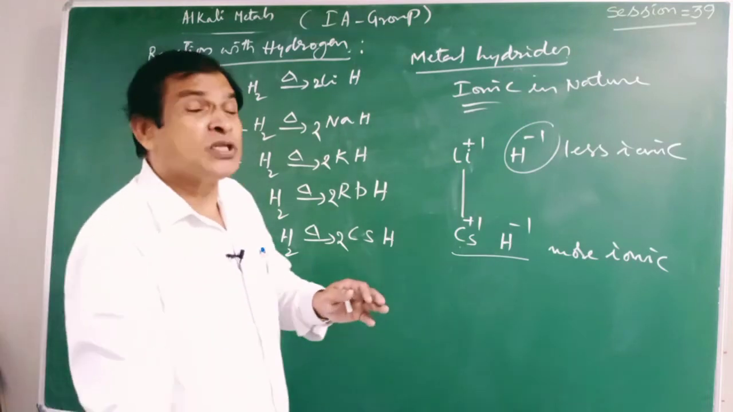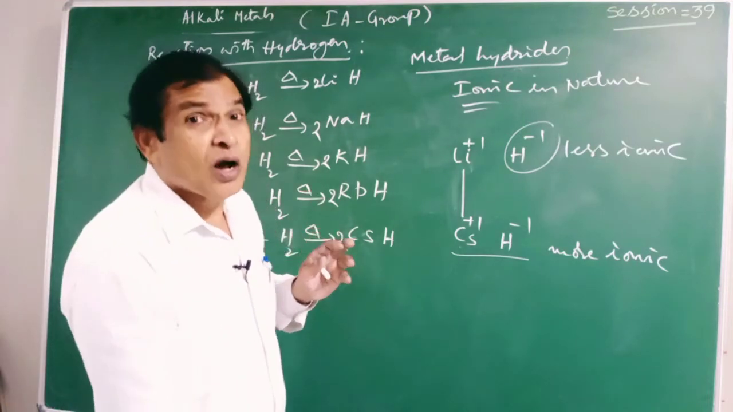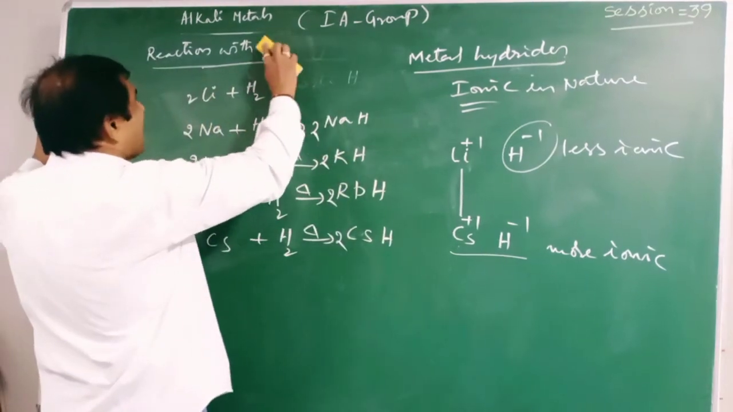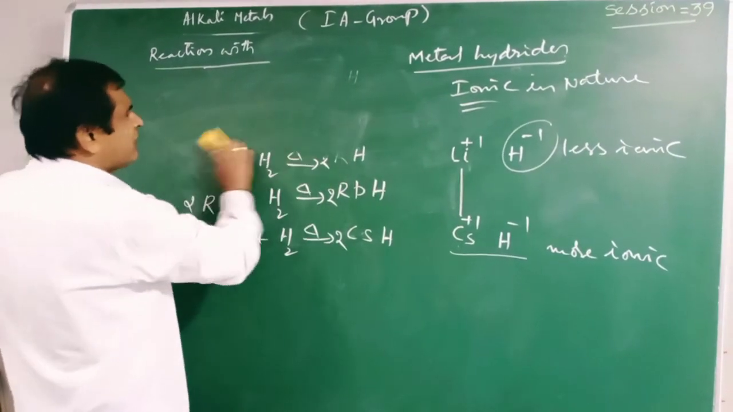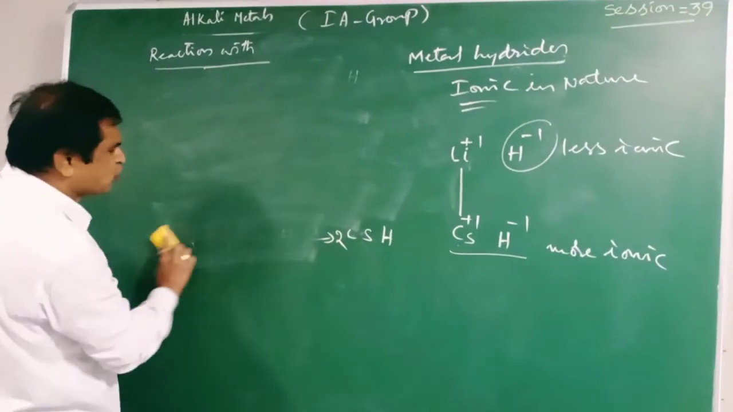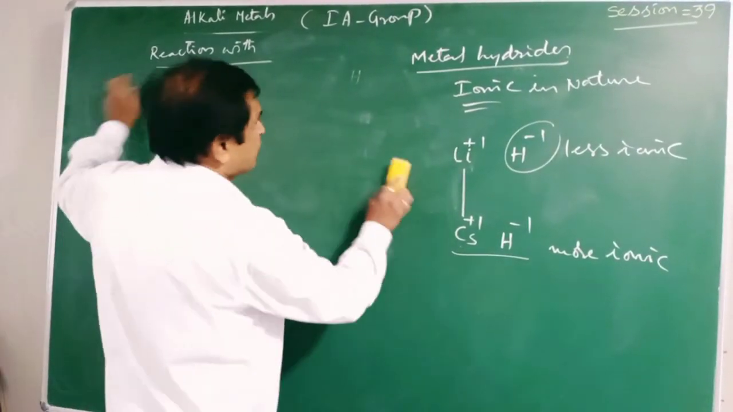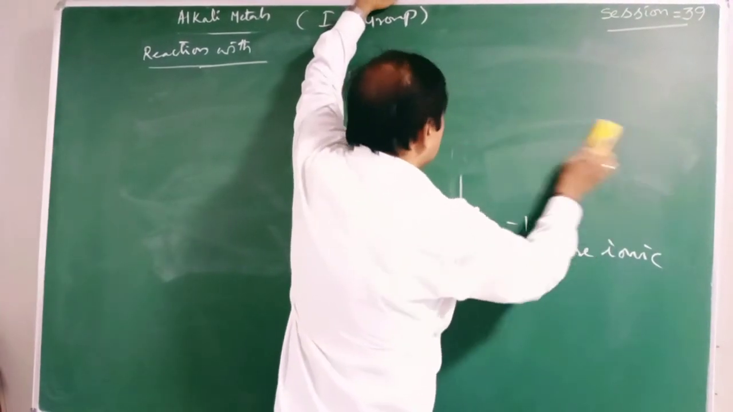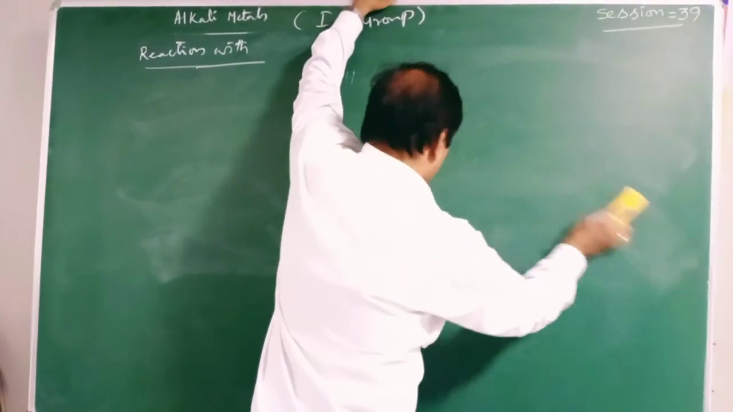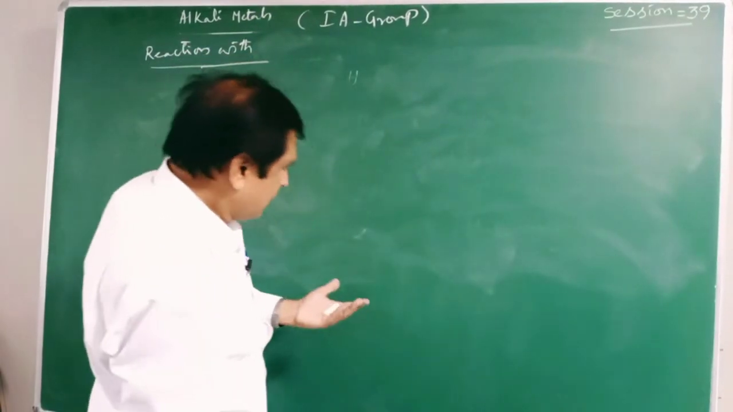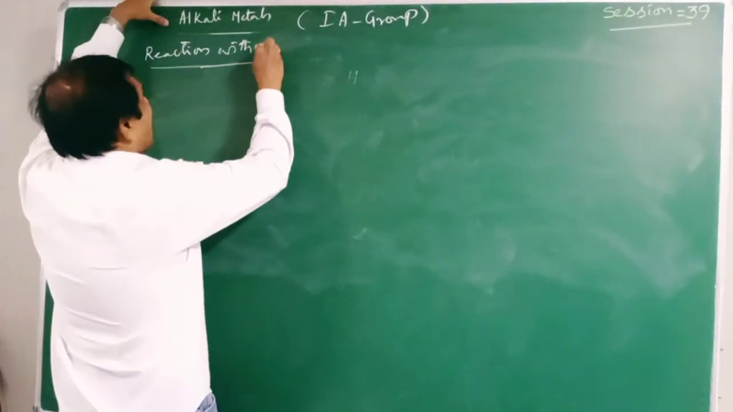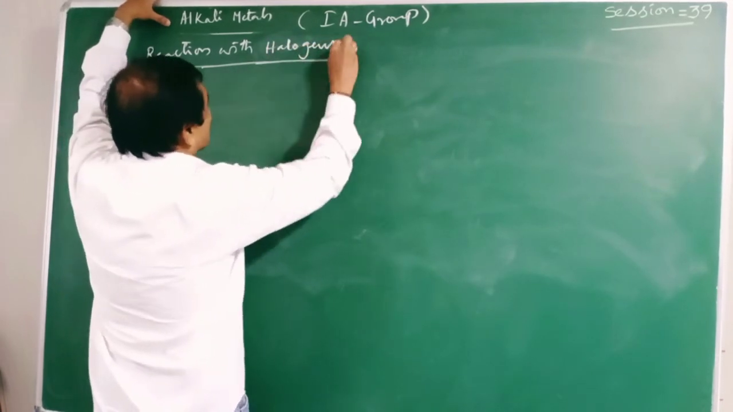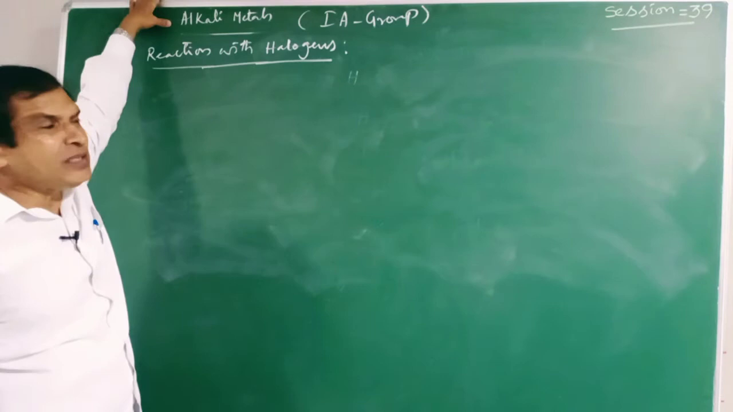Next, reaction of alkali metals with halogens. What are halogen elements? Halogen elements are 7th group elements: fluorine, chlorine, bromine, iodine and astatine. Let us write the reaction of alkali metals with halogens.